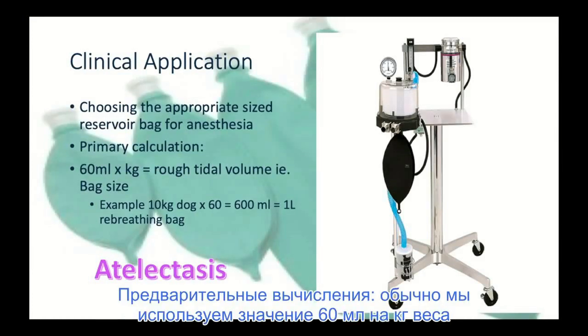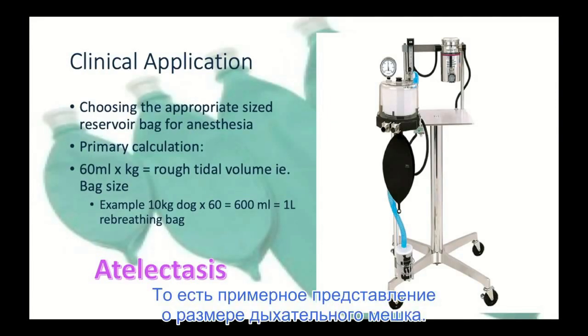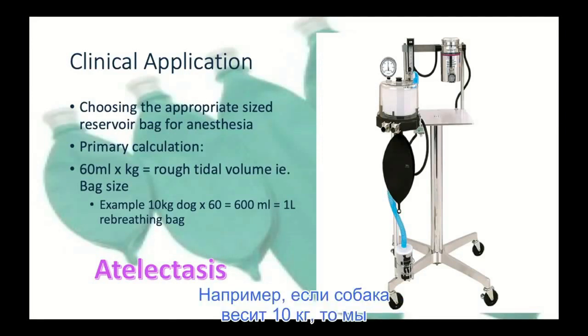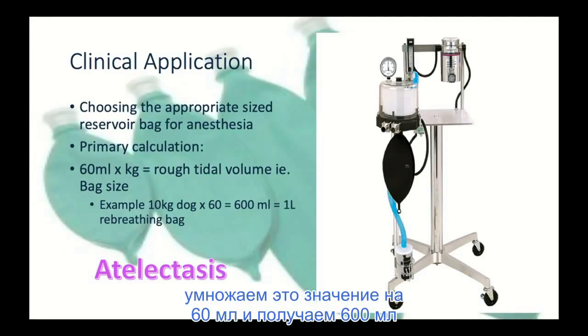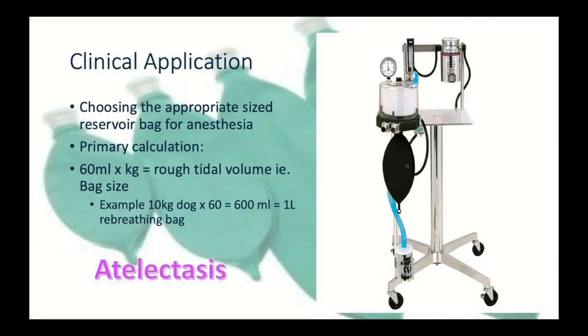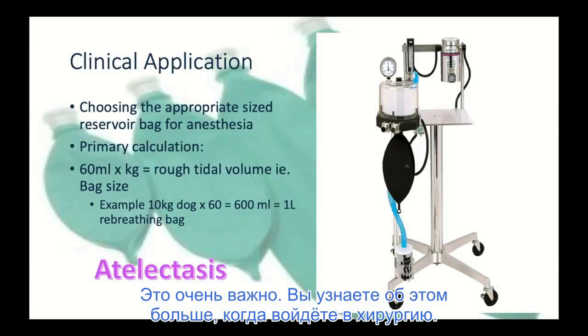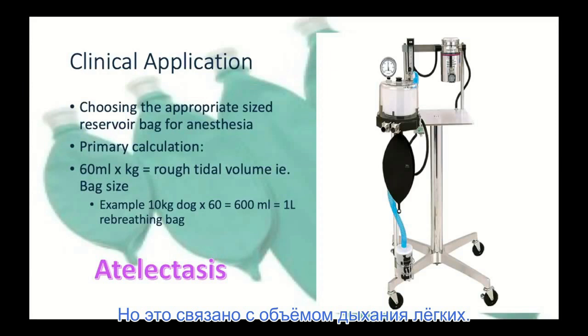So for the primary calculation, we typically use 60 milliliters per kilogram, and that gives us a rough tidal volume, or at least a rough idea of reservoir bag size. As an example, if we have a 10 kilogram dog, we're going to multiply it by 60 milliliters. That gives us 600 milliliters, so that's 0.6 of a liter. So we'll end up going with a 1 liter rebreathing bag. That's very important. You'll learn a lot more about that as you enter into surgery, but it does have to do with the tidal volumes within the lungs.